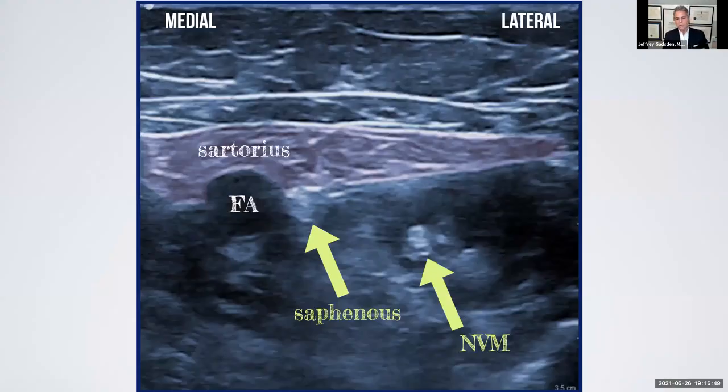And as we began to do more and more of these, we got pictures like this after our injection, which show there are our 2 nerves.